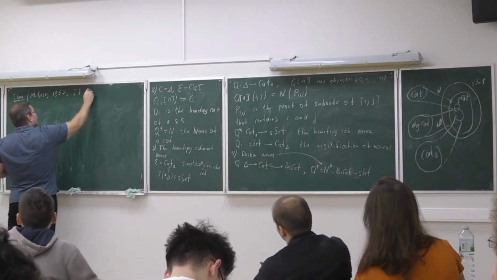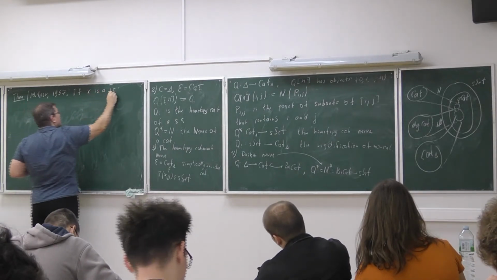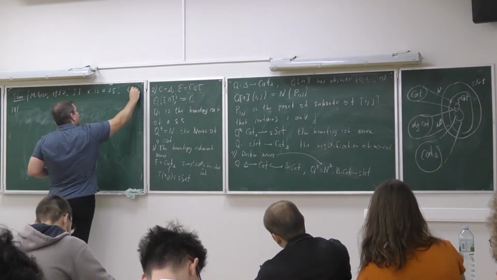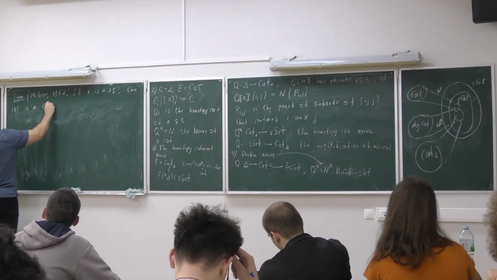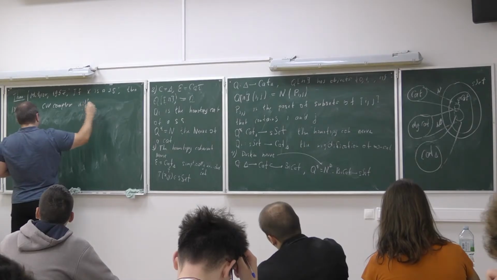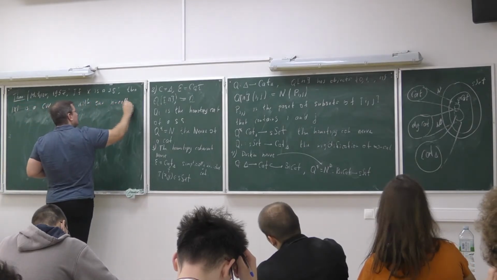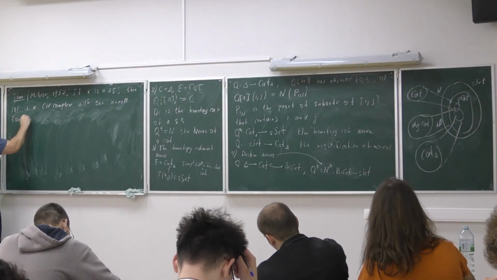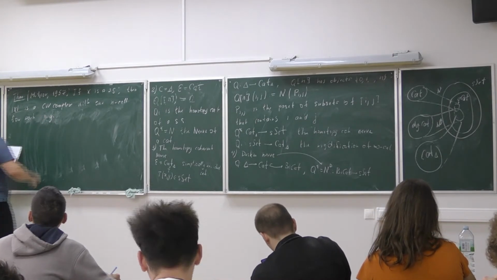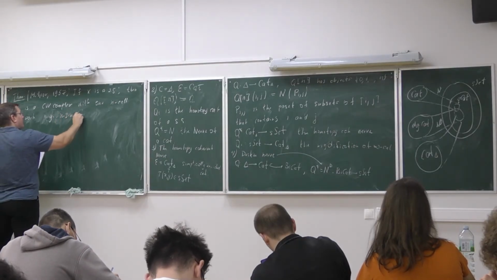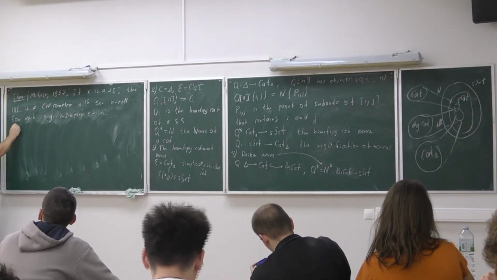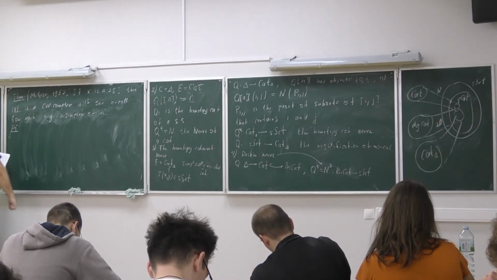If X is a simplicial set, then the geometric realization of X is a CW complex with one n-cell for each non-degenerate n-simplex of X. Okay. So the proof is based on three very simple observations.